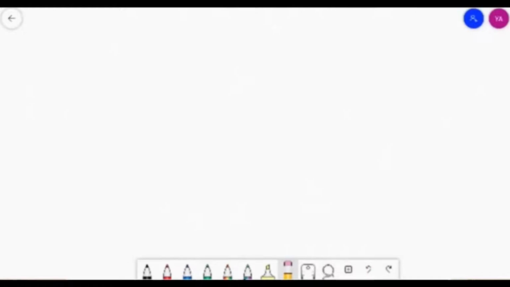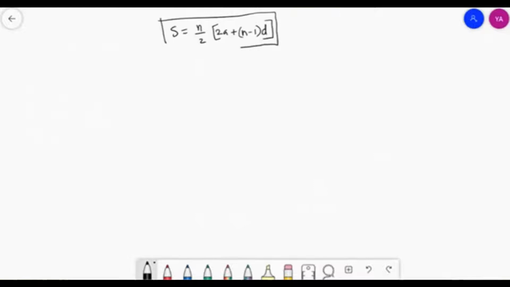The sum S equals n by 2 into (2a plus (n minus 1)d) is our formula. We use this formula to find the sum of the first few terms of an arithmetic progression. I will give a simple progression. So my first question is a very simple one: 5, 10, 15, and so on.